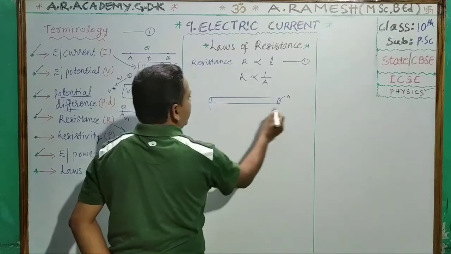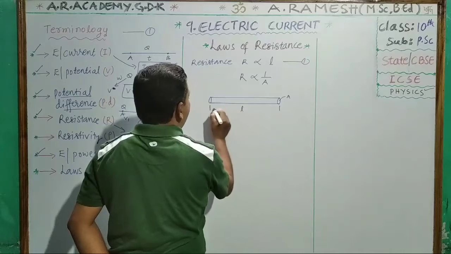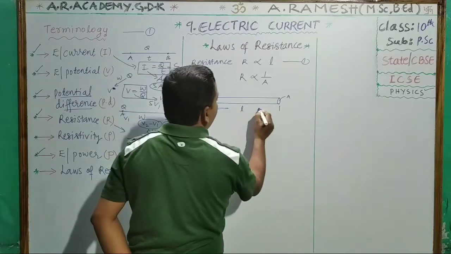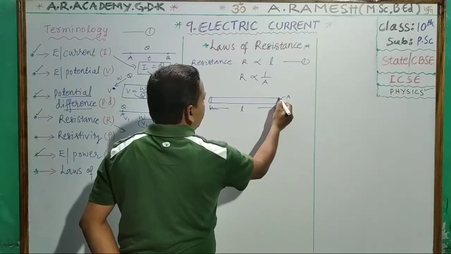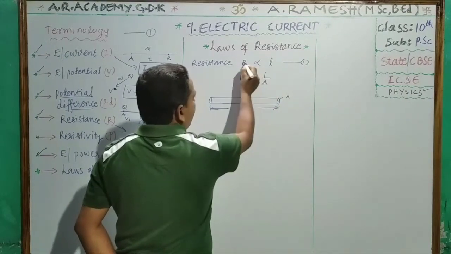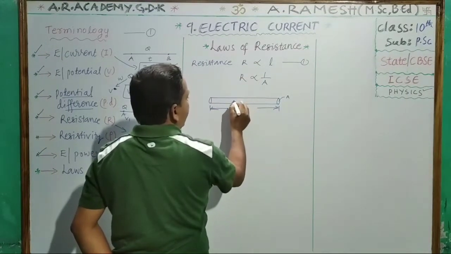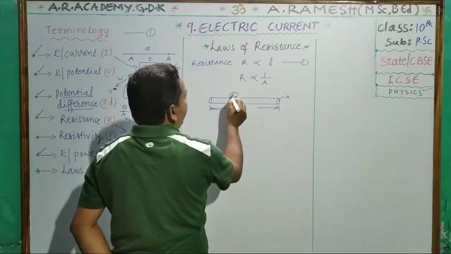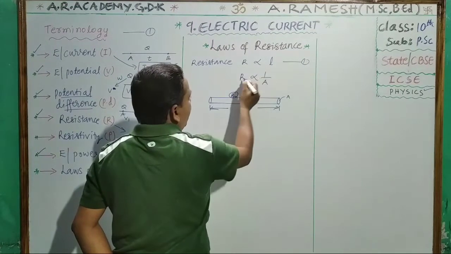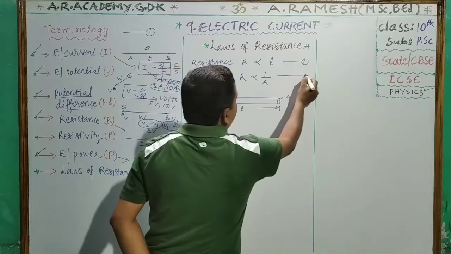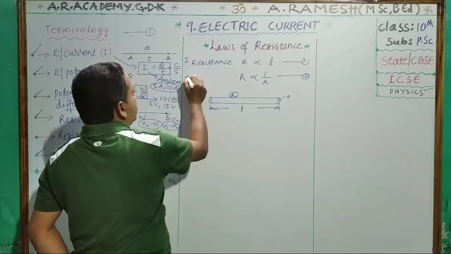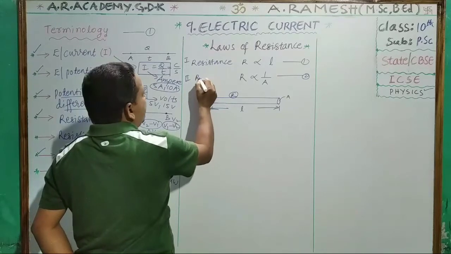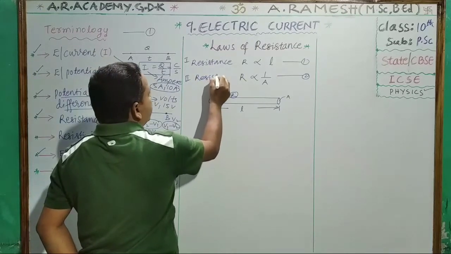From here to here, length is L. Assume like this: length of the wire is L, area of cross section is A. How does resistance depend on these? It is directly proportional to L, and inversely proportional to A. This is the first law, and this is the second law of resistance.